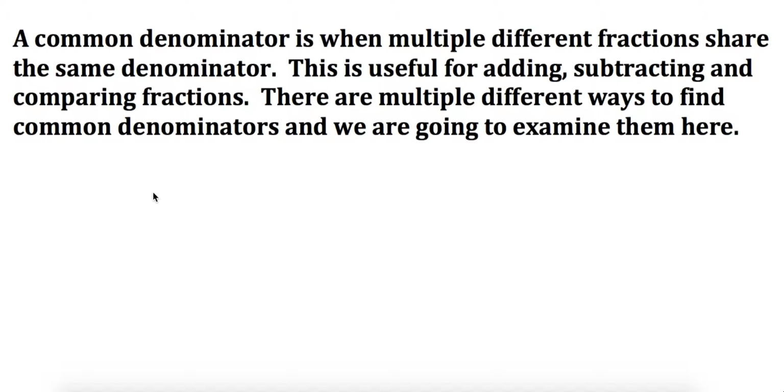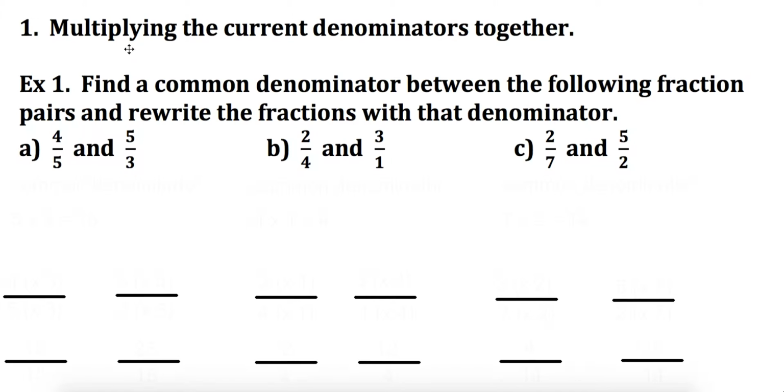A common denominator is when we have multiple different fractions that share the same denominator. Now this is useful for adding, subtracting, and comparing fractions. There's multiple different ways to find common denominators, and we're going to examine that here. So starting by multiplying the current denominators together. So if we have 2 fractions, we can take both of those denominators, multiply them together, and we'll get a common denominator.